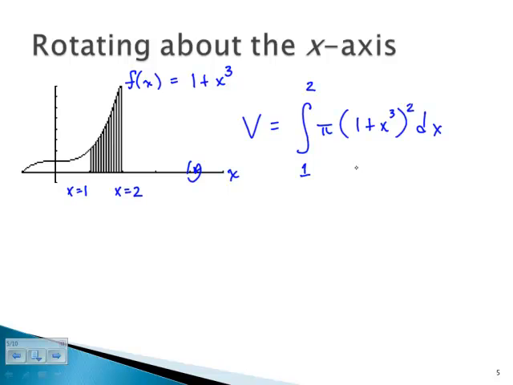Since pi is a constant, we can remove it from the integral expression. And so we have pi times the antiderivative from 1 to 2 of 1 plus x to the third power squared with respect to x. At this point, we can go directly to our graphing utility to compute this antiderivative. We'll compute the antiderivative from 1 to 2 of 1 plus x to the third power squared, and once we get this answer, we'll simply multiply it by pi to get the volume.